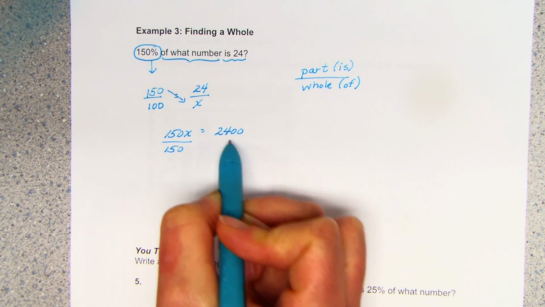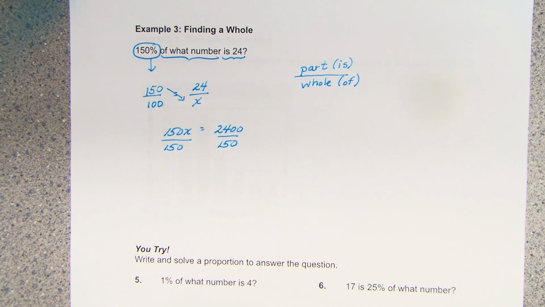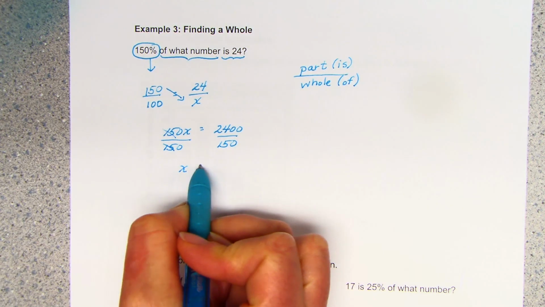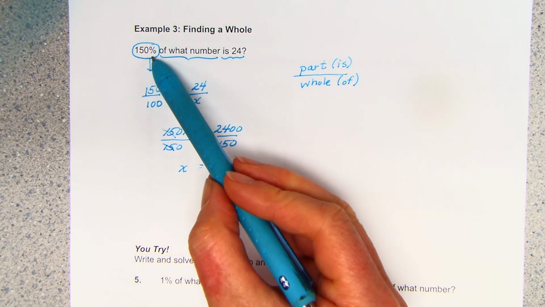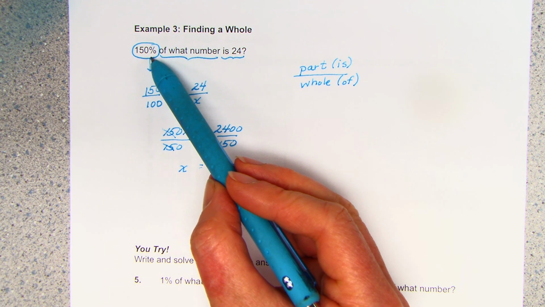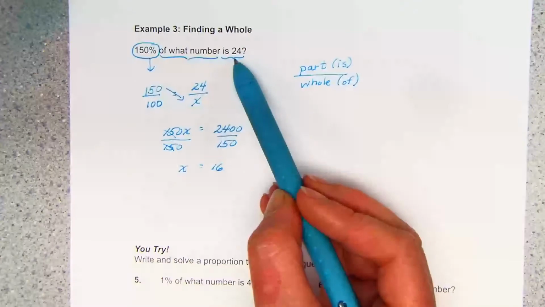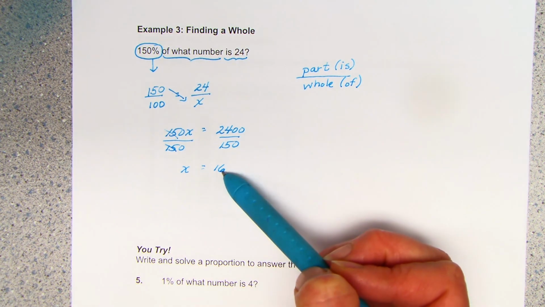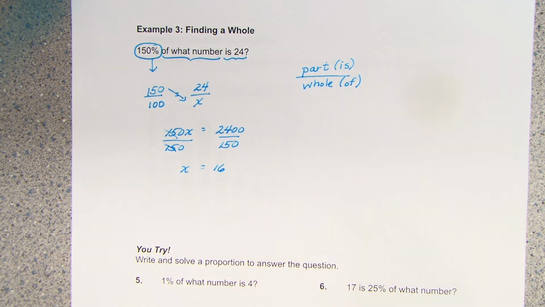Divide by 150. And 2,400 divided by 150 is 16. Check to make sure that makes sense. So now I'm saying 150%, that's like 1.5 times something is 24. So it has to be something that's smaller than 24 so that I can take 1.5 of them and get 24, right? So that makes sense. If I have a whole 16 and then another half of 16, that gives me 24. This is a good answer.